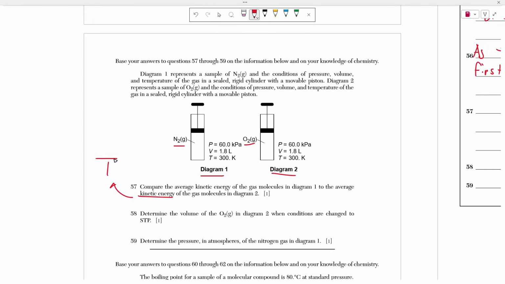Temperature just gives you the average kinetic energy of all the particles in the sample. So if we look here, the temperature is 300 Kelvin. The temperature here is 300 Kelvin. So what can I say about the average kinetic energy if that's the same thing as temperature? Well, they have the same temperature, so they have the same kinetic energy.